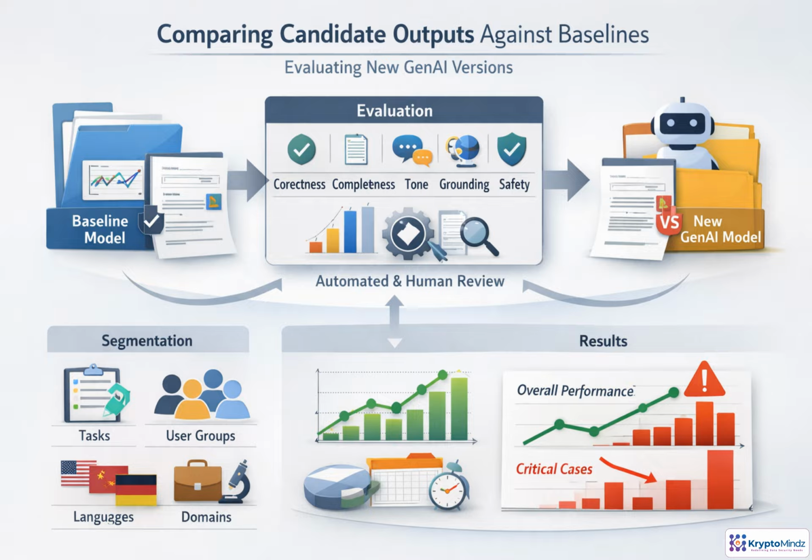The critical discipline is segmentation. Break results out by task, user group, language, domain, and difficulty. Average gains are not enough. A model can look better overall while regressing on high-risk edge cases, and those regressions should block release decisions.